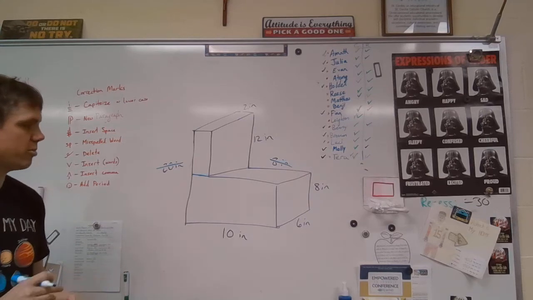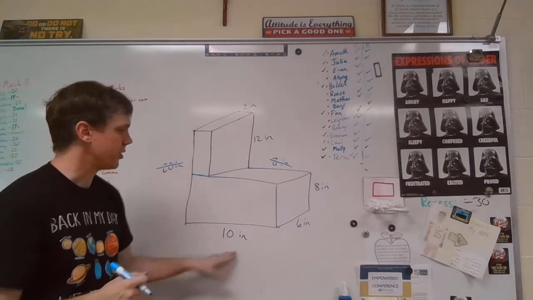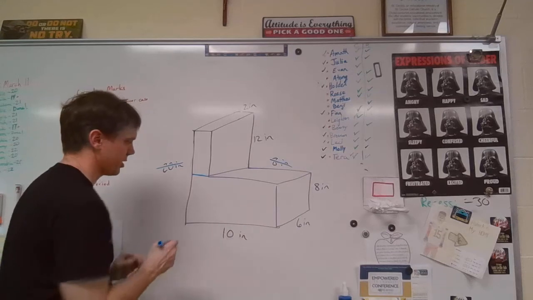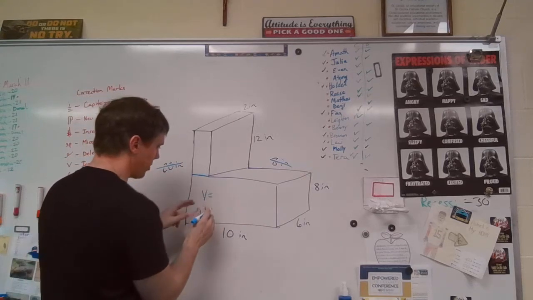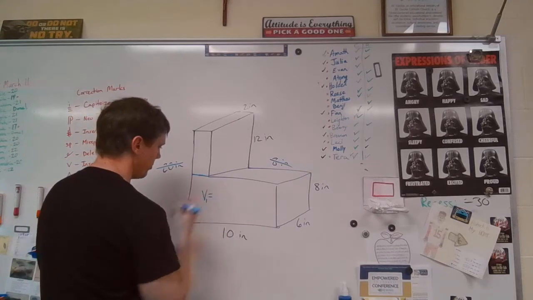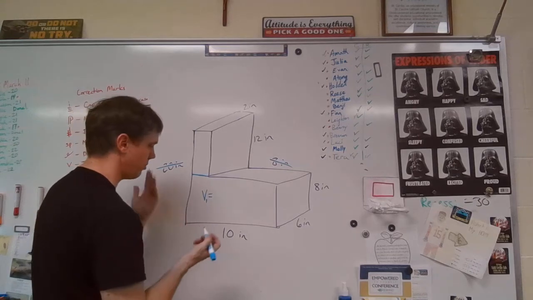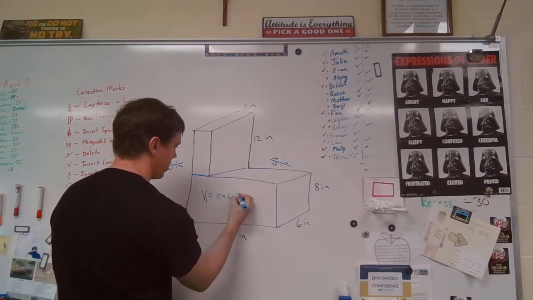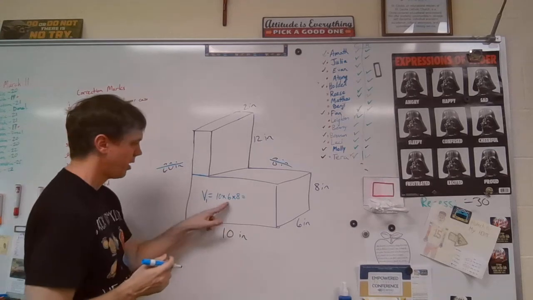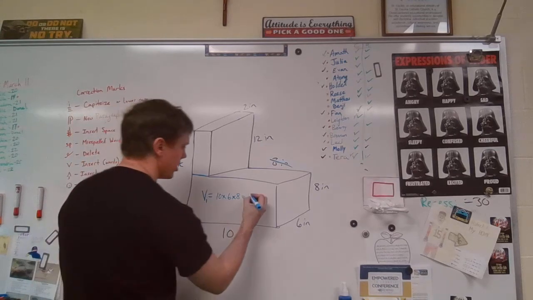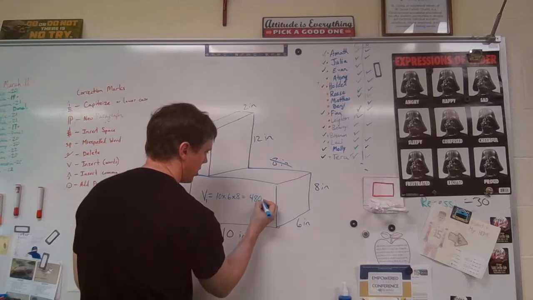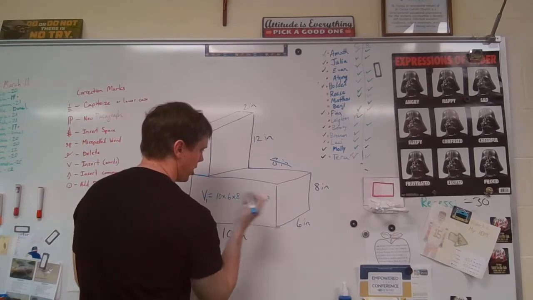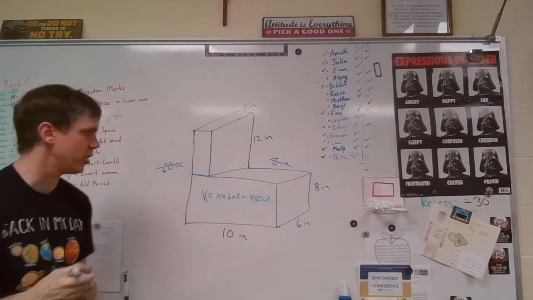We'll do this bottom one first, actually. Let me not jump ahead. The volume of this one, I'm just going to call this volume 1, because this is shape 1, is going to be 10 times 6 times 8. Well, 6 times 8 is 48, times 10 is 480. And since it's a 3D shape, it's now inches cubed.